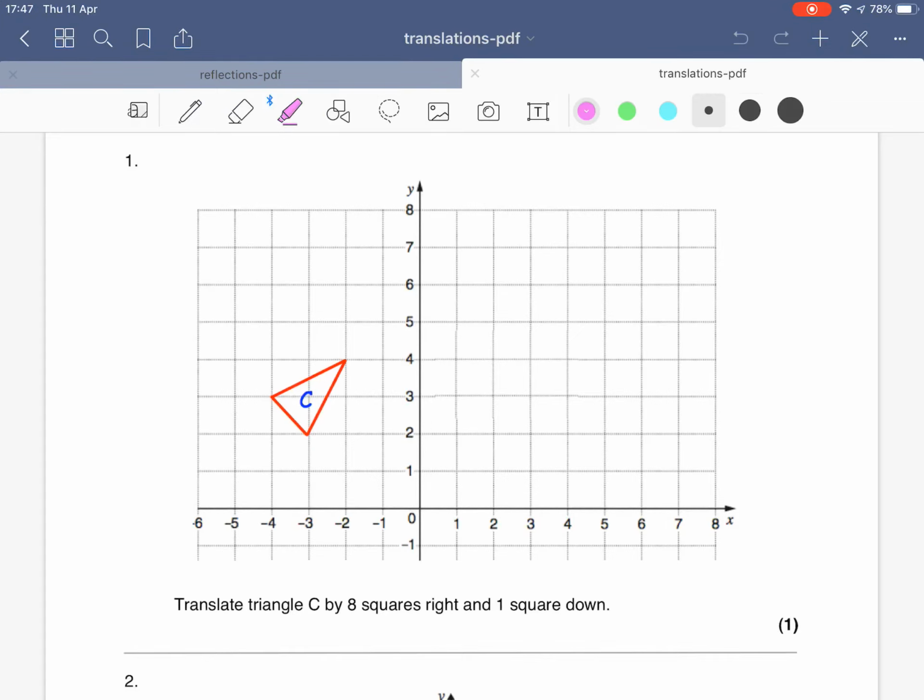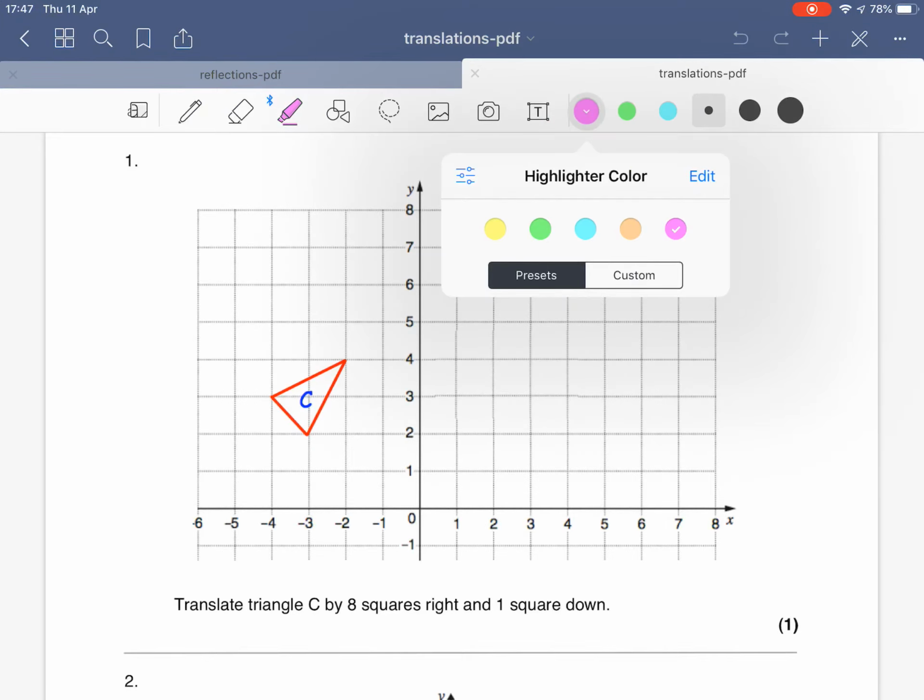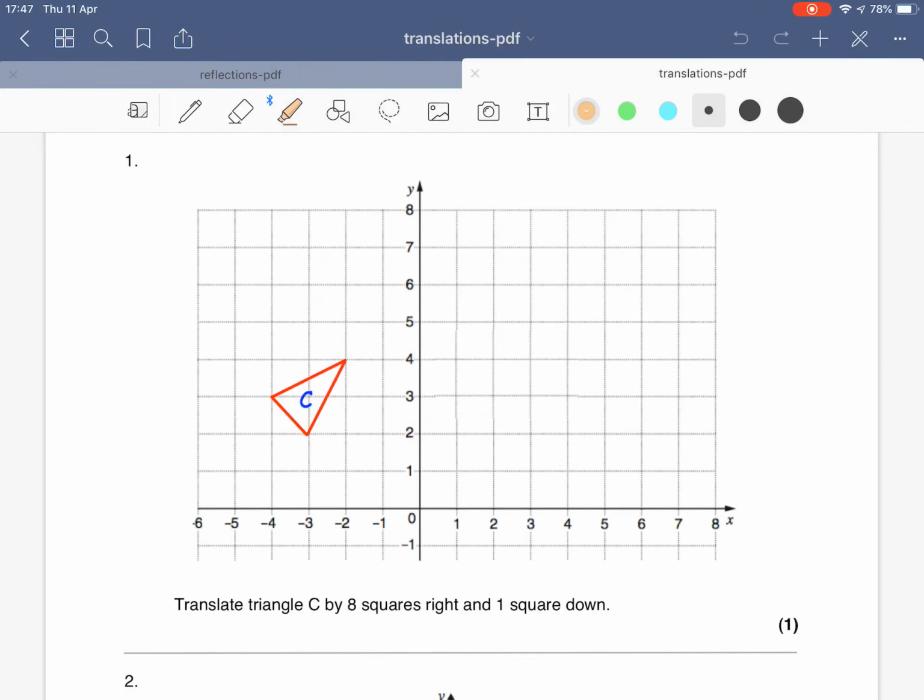And to move shapes, we always pick the points. You can do it with tracing paper. It's a lot easier with tracing paper, but I don't have any tracing paper. So you've got to pick your points to move. So first one, we've got to translate the triangle C by 8 squares to the right and 1 square down. So I've got to move this shape 8 to the right and then 1 down.